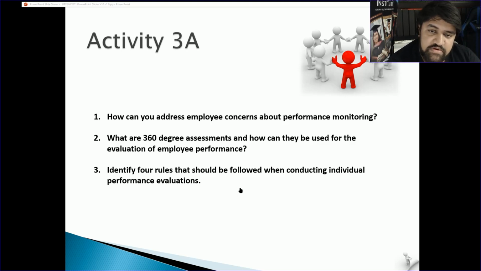Use some of your own ideas on why you think performance monitoring and how we can address employee concerns about performance monitoring. Okay, and let's move on to the next one. What are 360-degree assessments and how can they be used for evaluation of employee performance. So we're thinking about the 360-degree analysis and the evaluation of the employee.